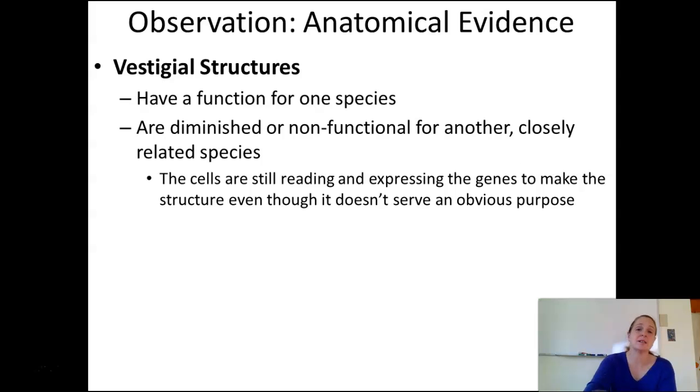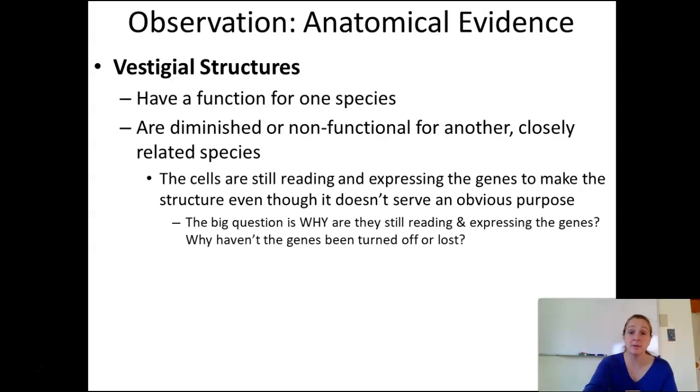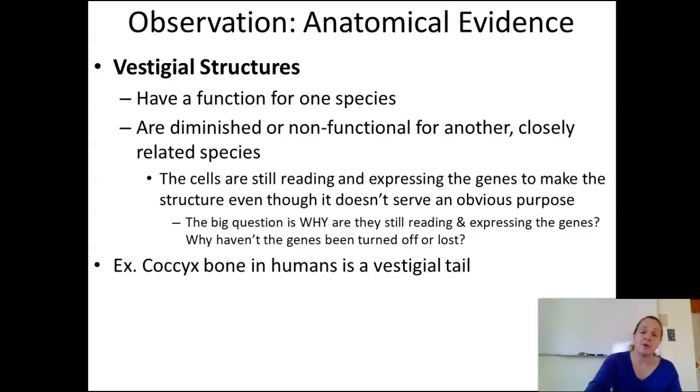Now what's interesting is that the cells are still reading and expressing those genes. And if you think back to chapter 11, and all of the stress and strain of transcription and translation, gene expression to make those proteins, the cells are still doing all of this, even though that structure doesn't have an obvious purpose. So the unanswered question that we have in evolution and in cellular biology is, why are the cells still reading and expressing these genes? Why aren't those genes turned off yet? It doesn't make sense to invest the energy if you're not going to get some direct gain out of it.